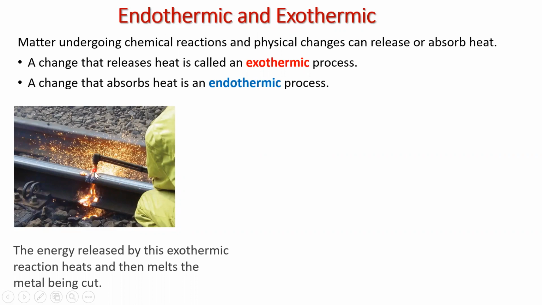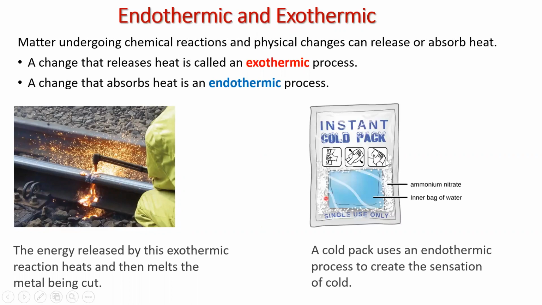And the energy that's being given off during that exothermic process is being used to melt the metal so that it can be cut. If we talk about cold packs, you have them maybe in a first aid kit. Cold packs are an example of an endothermic process. If we were to look inside a cold pack, we have an inner compartment, which contains some water, and we have the outer compartment, which has a chemical called ammonium nitrate. If you twist or punch the whole cold pack, you break the inner bag, and the water mixes with the ammonium nitrate. When the ammonium nitrate dissolves in the water, it absorbs energy out of the surroundings. So it's called an endothermic process.